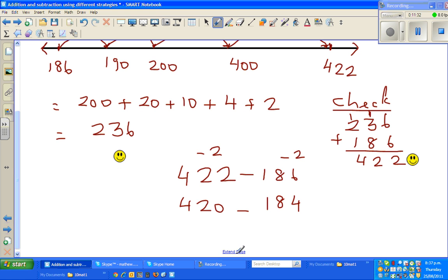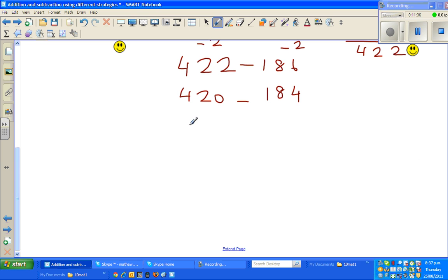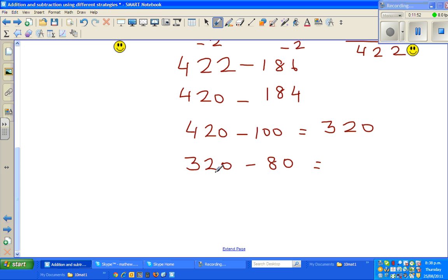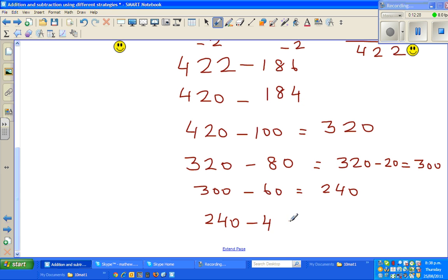Now I'm using different strategies. This is 420 minus 100, which is 320. Now 320 minus 80. First, 320 minus 20 will give you 300. I've broken this 80 into 60 and 20. So 300 minus 60 is 240. And then you have to take away a 4. So 240 minus 4 is 236.